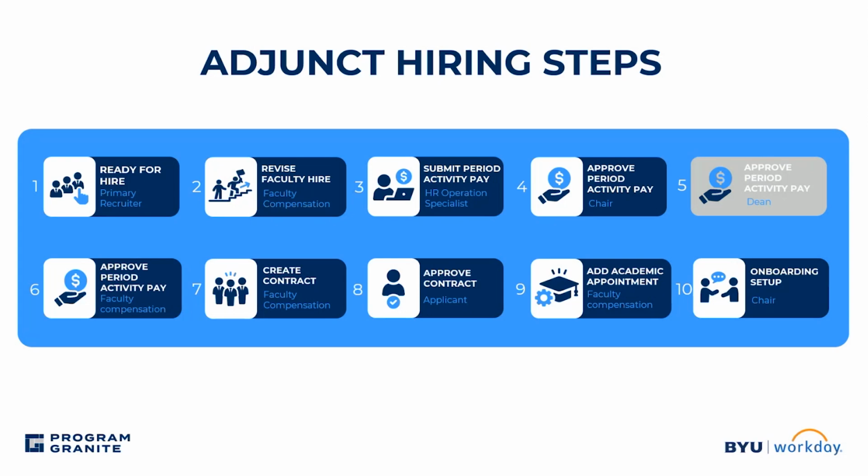Any questions about adjunct? Faculty in general? Just a little different. Not too different. So essentially, once we have submitted the activity pay as an operations specialist, we don't see it or touch it again. Will we get an email or whatever when it's been finalized? When the period activity pay has been signed?